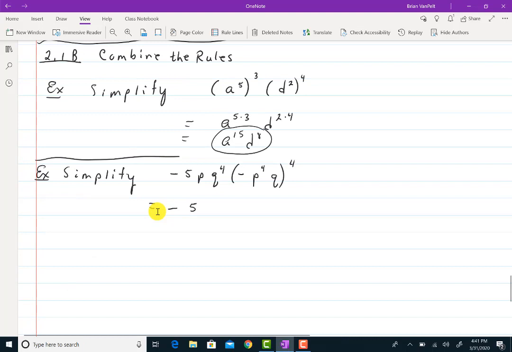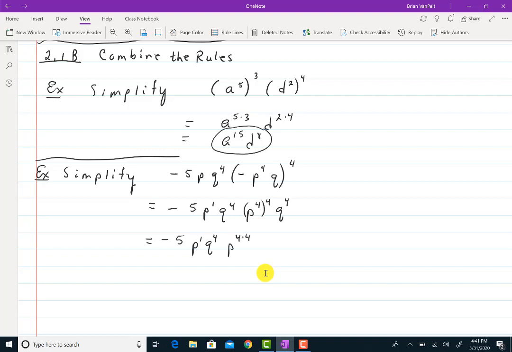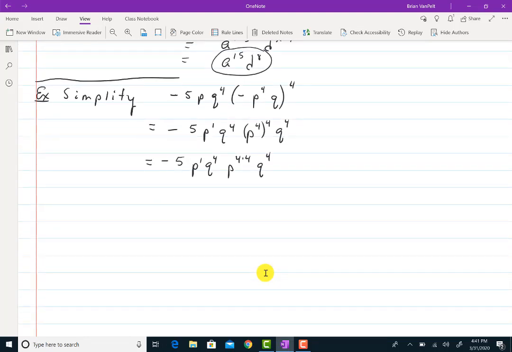So let me have my 5p. I'm going to put a 1 above p to the 1 power, so it'll help me when I go and do the rest of it. Now we have p to the 4th raised to the 4th. So p to the 4th, that'll be raised to the 4th, and then q to the 4th. P to the 4th is p to the 4 times 4, and then we just have q to the 4th. So I have -1, p to the 1, q to the 4th, p to the 16th, q to the 4th.